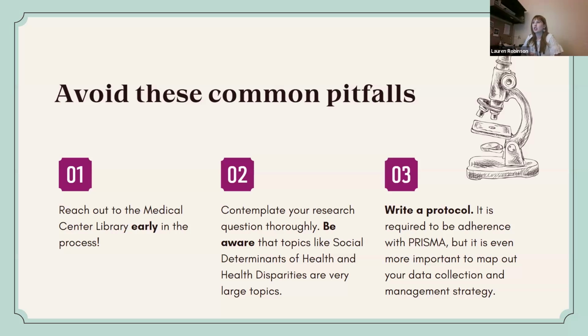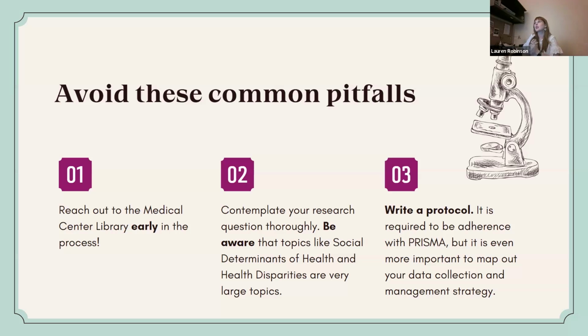Really think about your question. Be aware of the topics you're choosing to search, like social determinants of health, for example, is really big. It's one we get a lot. So you really want to narrow that down. If we search every single social determinant of health, the search is going to be ginormous, right? And it's going to return a lot of results for you. That's just one example I like to give, but just really think about your question and write a protocol.